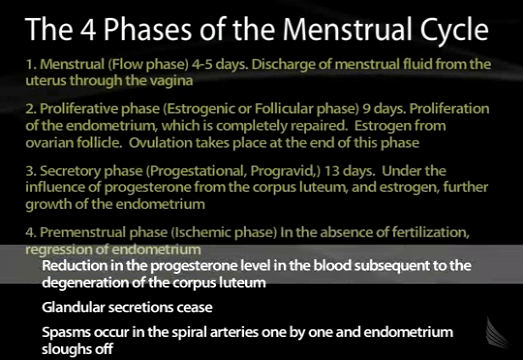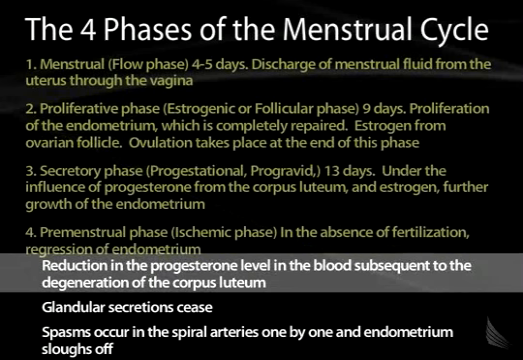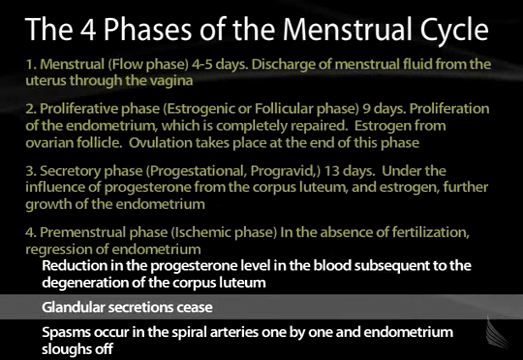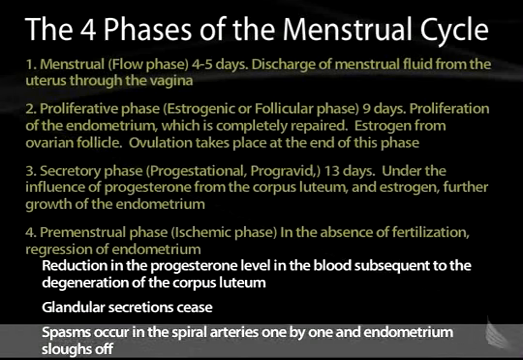So this occurs because of a reduction in the progesterone levels of the blood, which should be maintained if fertilization occurs by some crosstalk that occurs between the zygote and the corpus luteum. Then glandular secretions will cease, spasms of the spiral arteries, and sloughing.